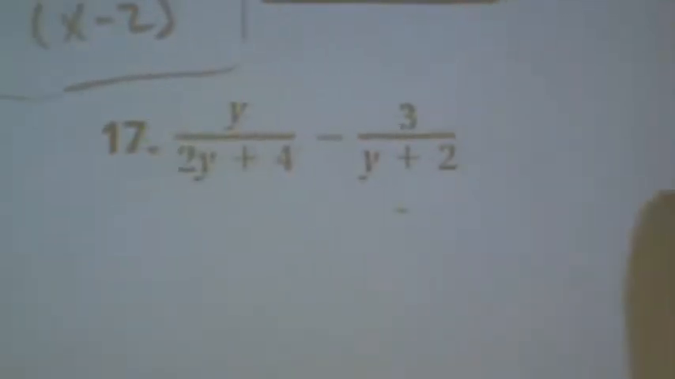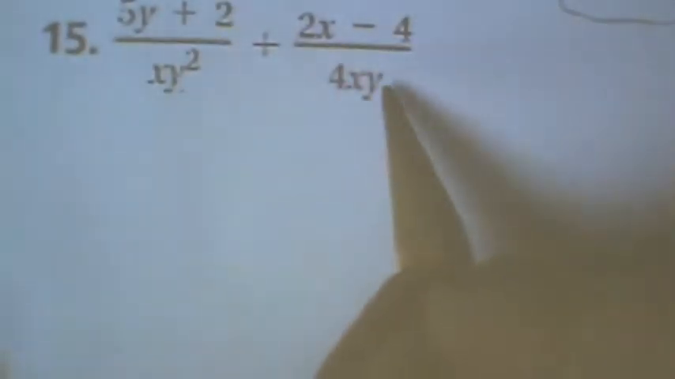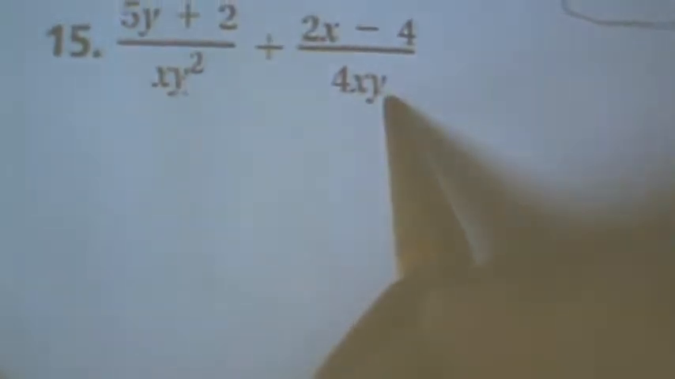This is Algebra 2, Year 2, homework for Section 8.5, Day 2. We are adding and subtracting rational expressions, and the difference between Day 1 and Day 2 is the denominators are different. So what you have to do is get a common denominator. So problem number 15 is our first one.